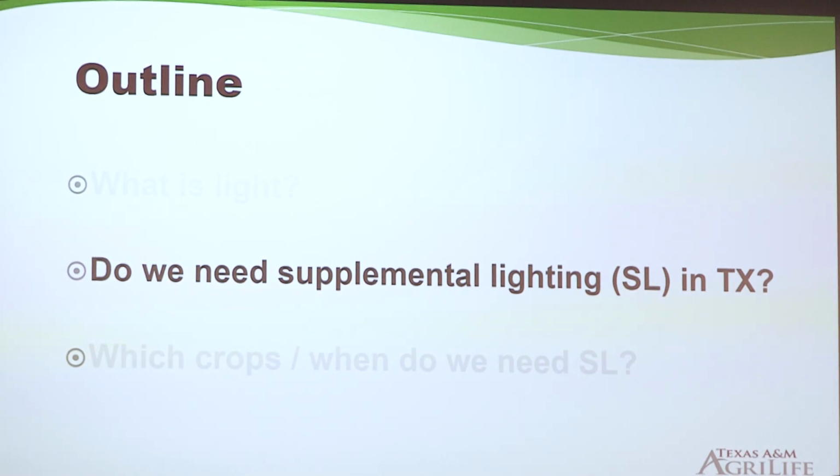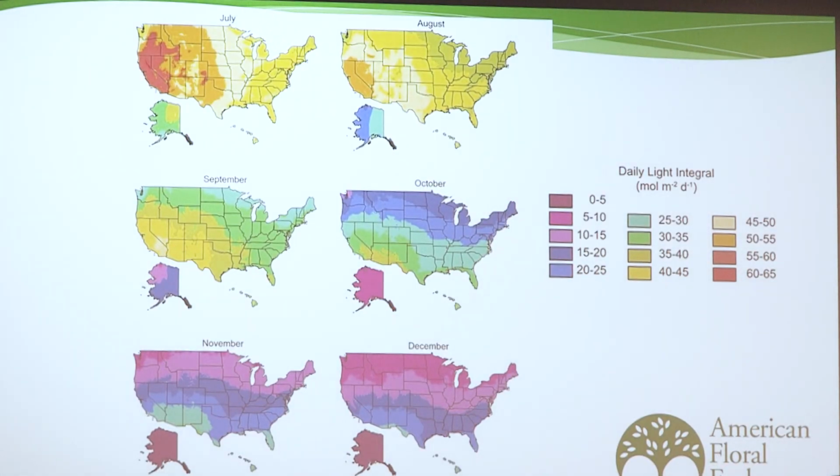So now, do we need a supplemental light? With that, we want to know how much light we are receiving. So this is the daily light integral map. You can Google DLI map, then you will find this map provided by the American Floral Endowment, and if you email them, they will send you a hard copy. They supported this research, and the PI is Dr. Jim Faust from Clemson University. They have updated the map right now, but even the old map is very close.